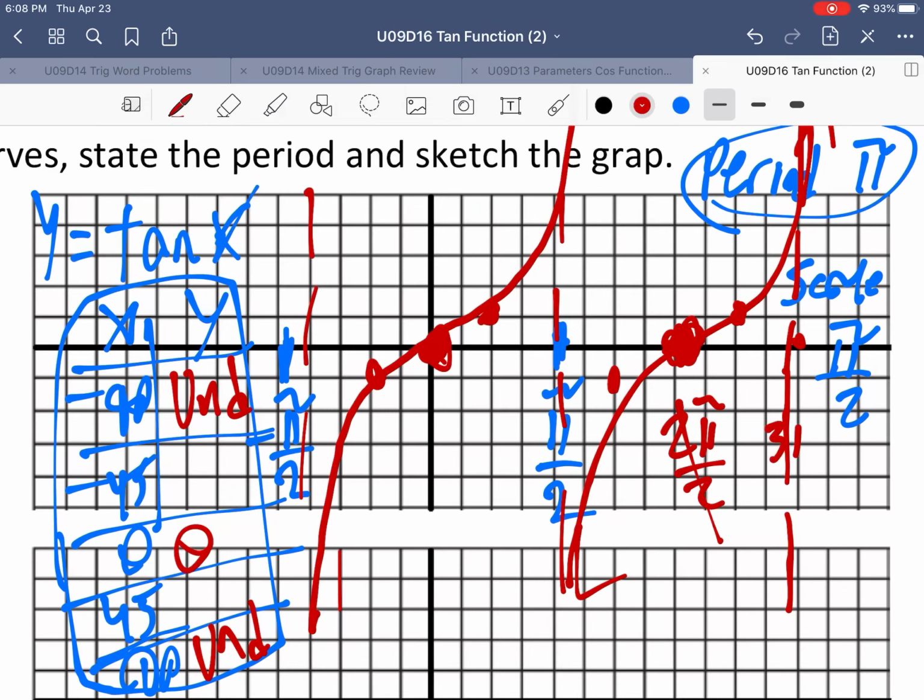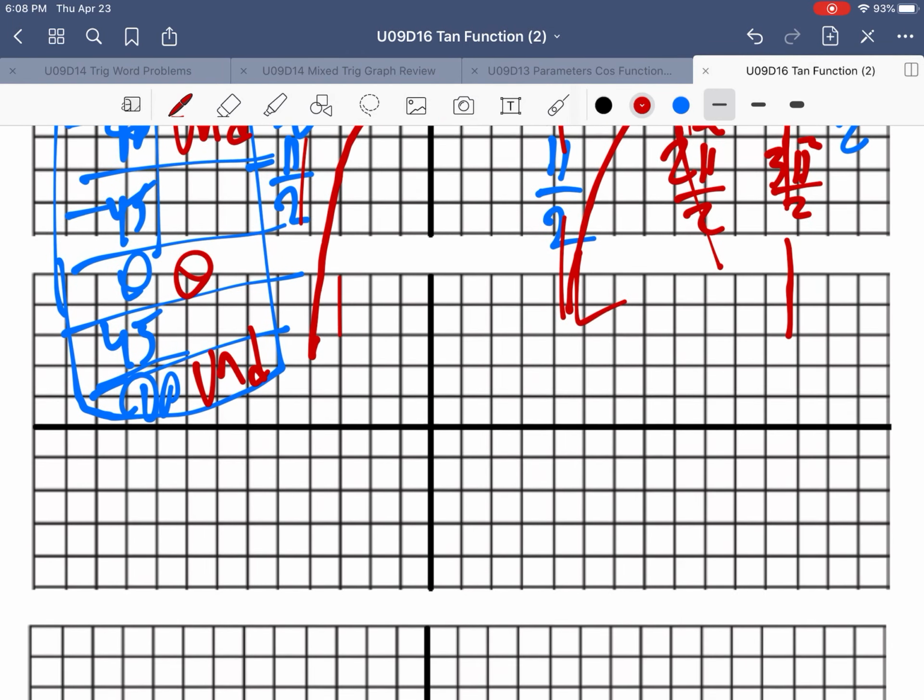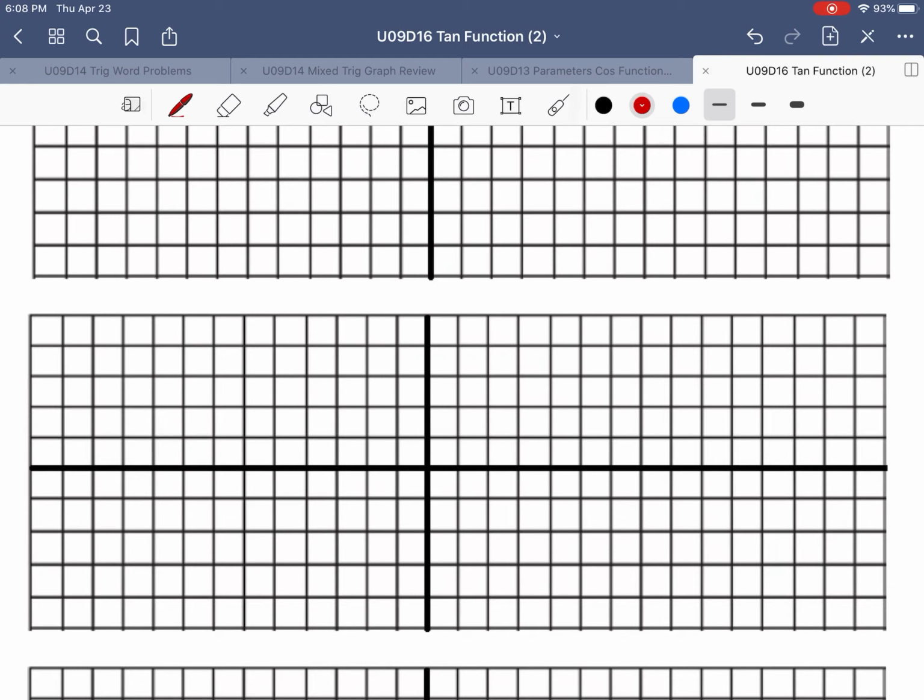The next asymptote would be at 3 pi over 2, and so on. We can do this on both sides, moving 90 degrees at a time to plot a 0, and then another 90 degrees to plot an asymptote, and so on. I'll show you another example with different values. So let's do, I'm just going to make this up.